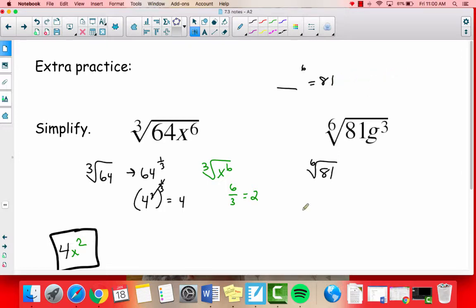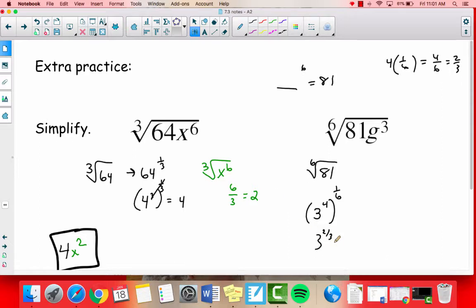We could rewrite 81 as 3 to the 4th. That's the same thing as 81. And we're going to change this to exponential form. So the 6th root of 81 is the same as 3 to the 4th, all to the 1/6 power. By changing it to my exponential form, I can deal with my exponents here and reduce them, and then I can move on to the letters. So if I take 4 times 1/6, 4 times 1/6 is the same as 4/6, which reduces to 2/3. So I could rewrite this as 3 to the 2/3.